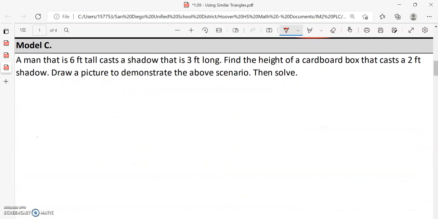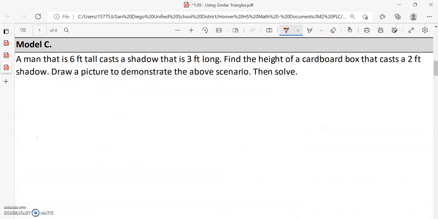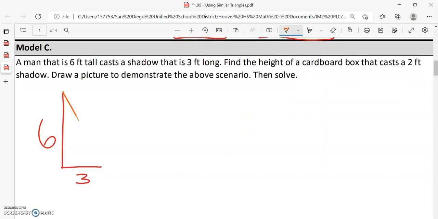One more, a nice word problem. We have a man that is 6 feet tall. It's a 6. Casts a shadow that is 3 feet long. Shadows are on the ground. We do have a triangle here. It doesn't really matter, but you can connect that if you want.